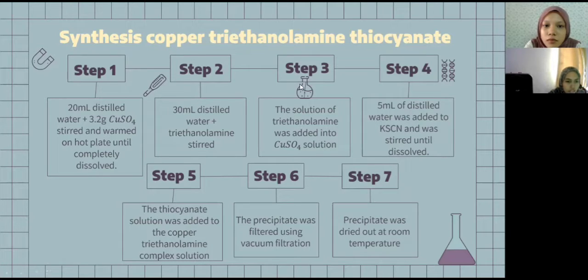The third step, the solution of triethanolamine was added into the copper sulfate solution. The fourth, 5 ml of distilled water was added to the potassium thiocyanate and stirred until dissolved. And the fifth, the thiocyanate solution was added to the copper triethanolamine complex solution. The next one, the precipitate was filtered using vacuum filtration. And the last one, the precipitate was dried at room temperature.